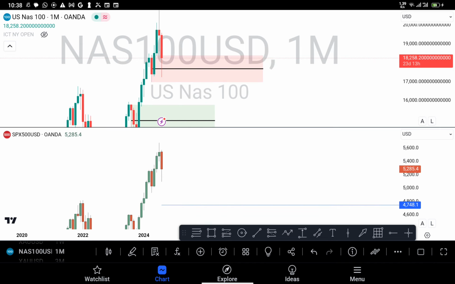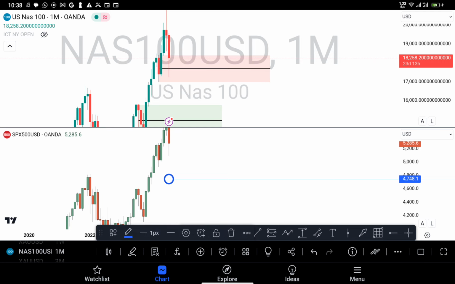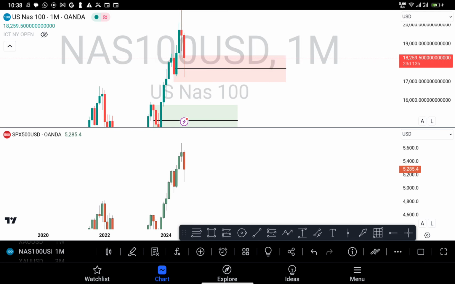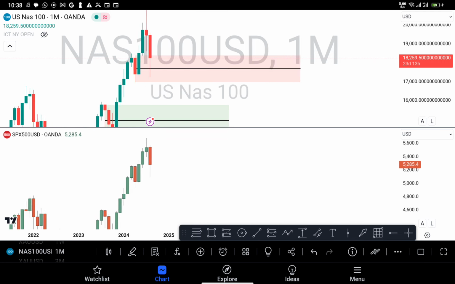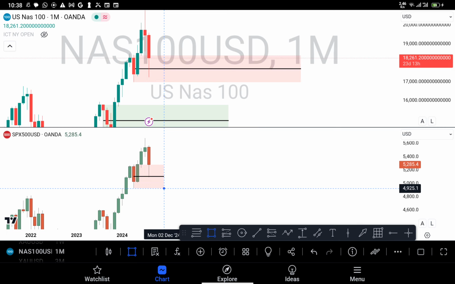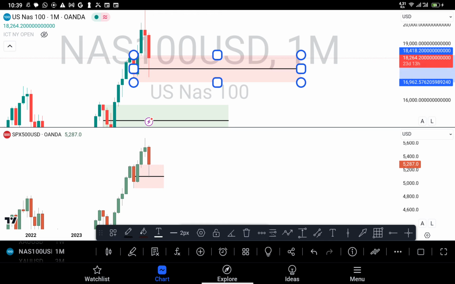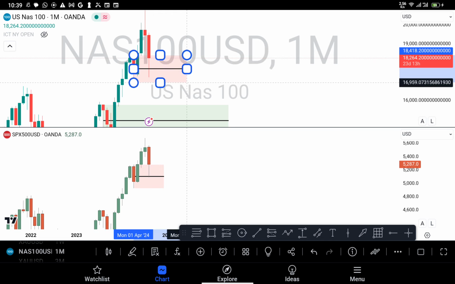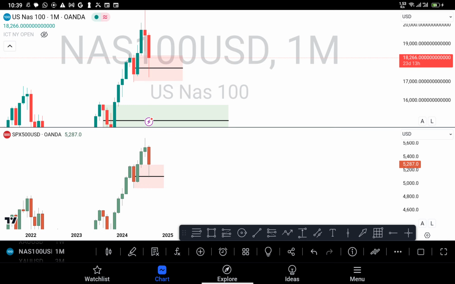So this is Nas and SMP 500. Currently, what I see on both of these assets is that we are trading on the monthly time frame, on monthly levels. We are trading on monthly order blocks. So when you're trading on a monthly order block, there are specific things which I look for.